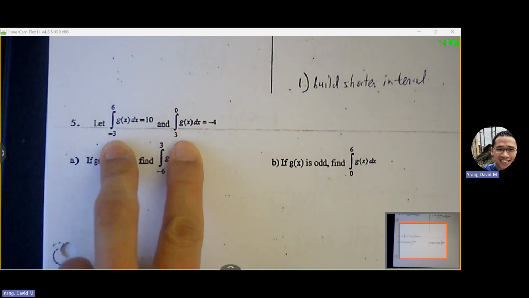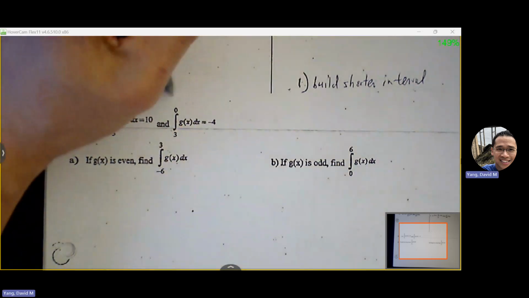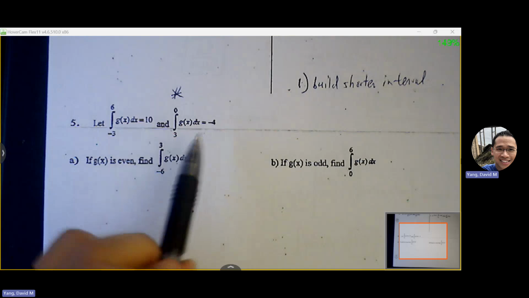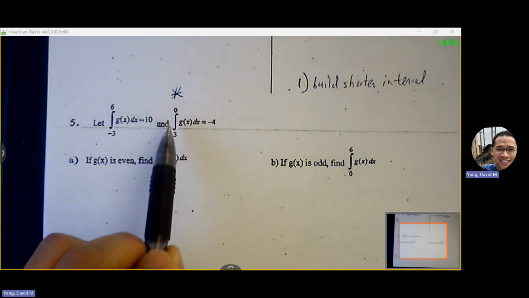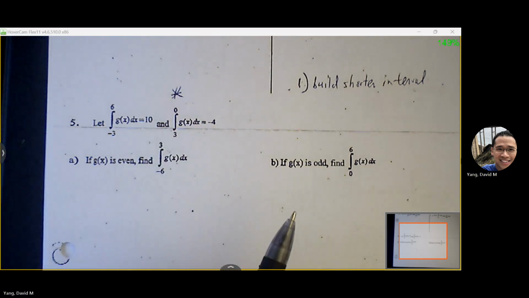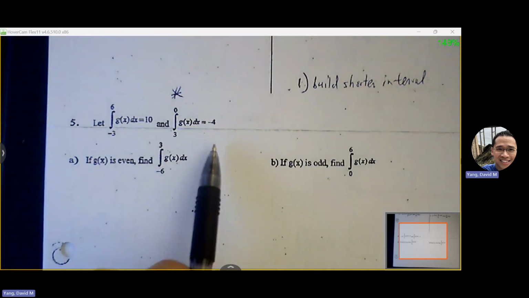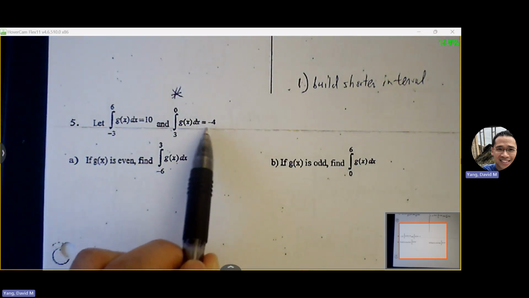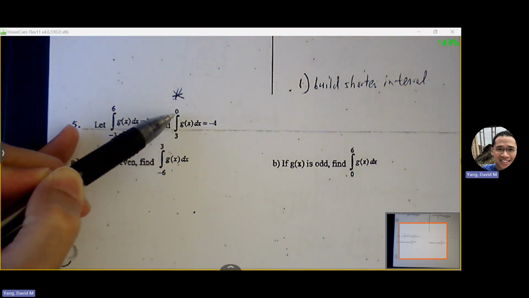Okay, so which one is the shorter interval? From -3 to 6 or from 3 to 0? 3 to 0. Okay, so we're going to focus on this. But there's something that is a little off about this in terms of our graphing. What do you notice is a little off about this definite interval? Yeah, so this is going backwards here. So this -4 is not really showing us what we want to see, because we would prefer the bounds be what?